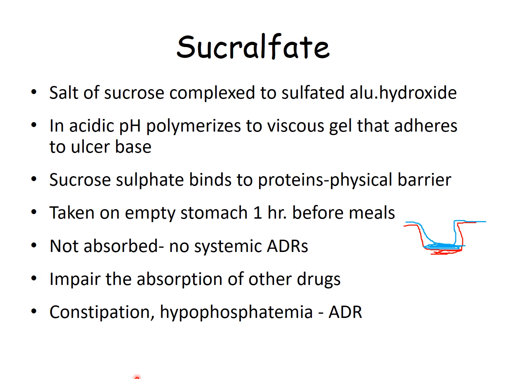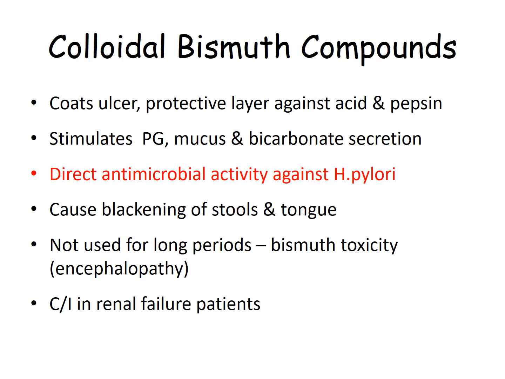The important adverse effects of sucralfate are constipation and hypophosphatemia. Next compound is colloid bismuth compound. Again, this is also like our sucralfate. It coats over the ulcer. It forms a protective layer against the acid and pepsin.